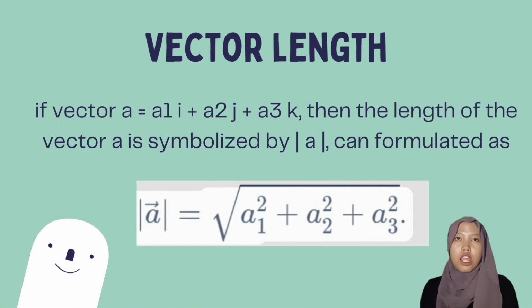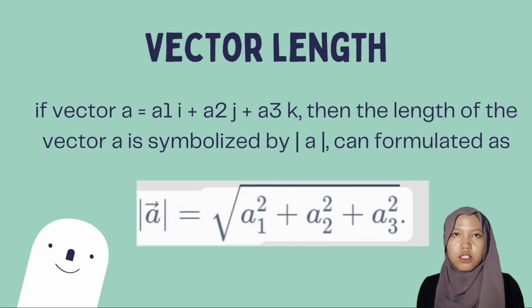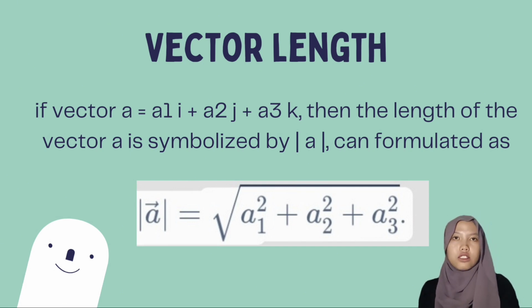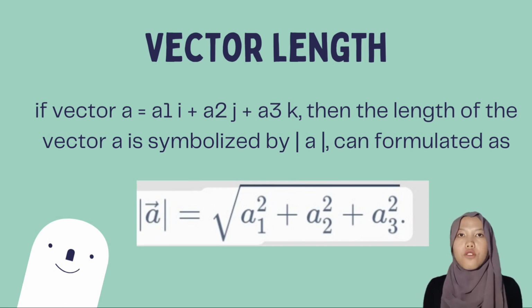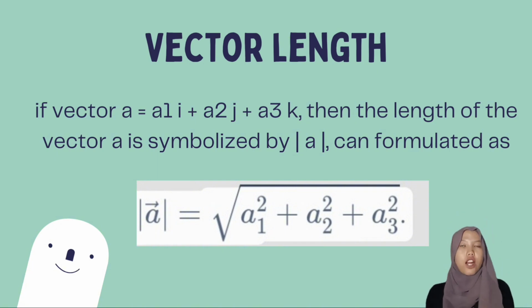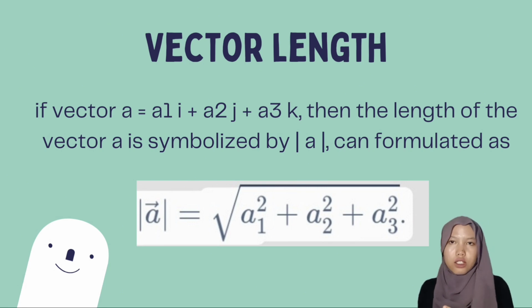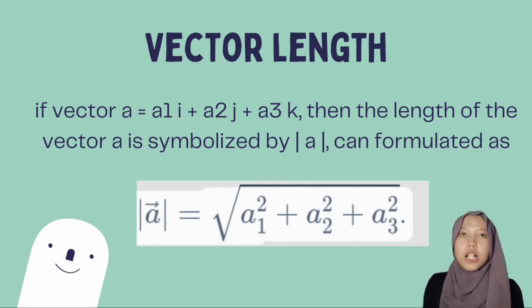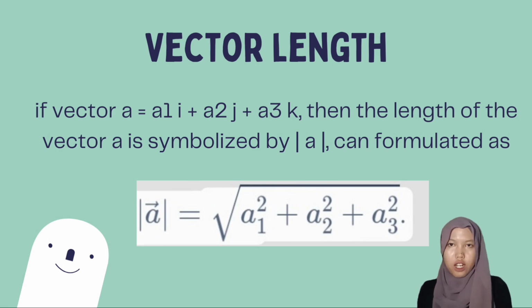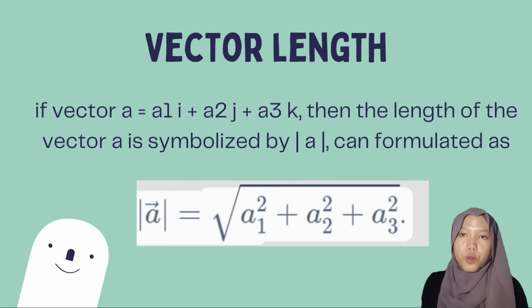Next is vector length. If vector a equals a1 i plus a2 j plus a3 k, then the length of the vector, symbolized by |a|, can be formulated as |a| equals the square root of a1 squared plus a2 squared plus a3 squared.